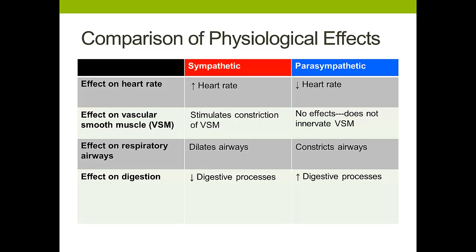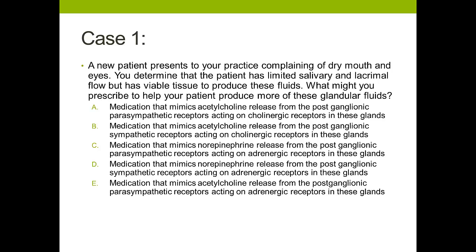Now that you have an understanding of the basics of the autonomic nervous system, let's apply that information to solve three different cases that you might encounter in the future. Case number one, a new patient presents to your practice complaining of dry mouth and eyes. You determine that the patient has limited salivary and lacrimal flow, but has viable tissue to produce these fluids. What might you prescribe to help your patient produce more of these glandular fluids?